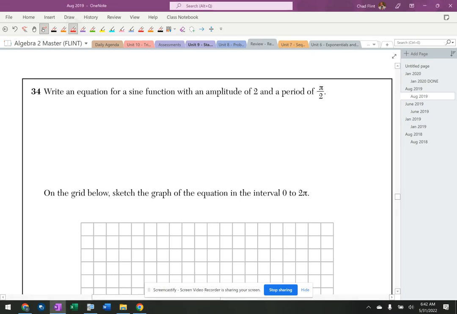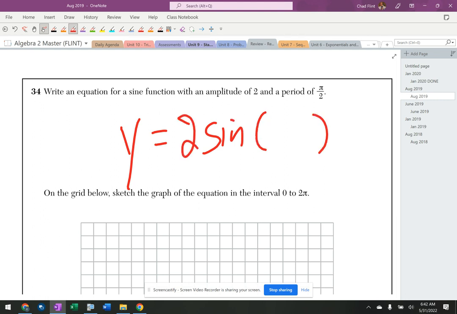All right, I hate questions like this. Write an equation for a sine function. So y equals, leave a space there, sine of something. All right, amplitude of 2, 2 goes in front, period of pi over 2.